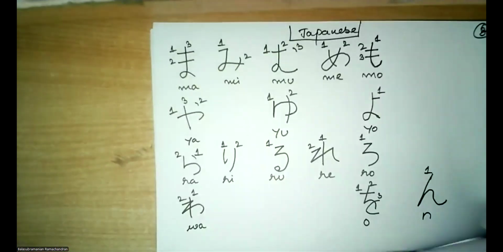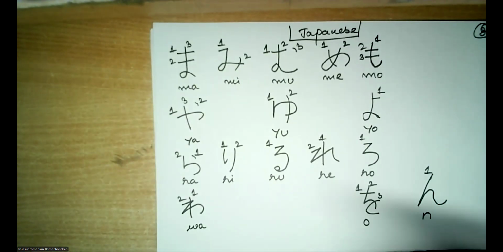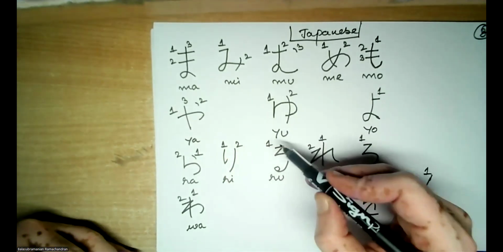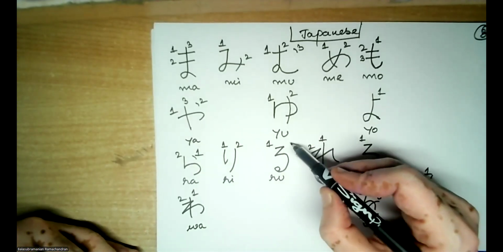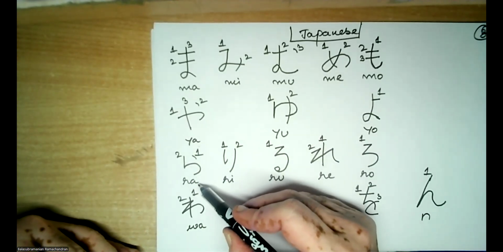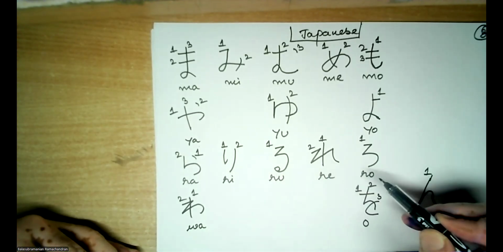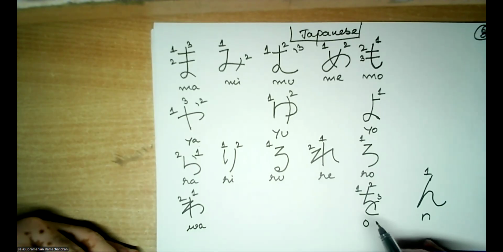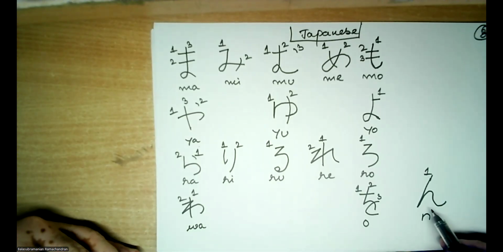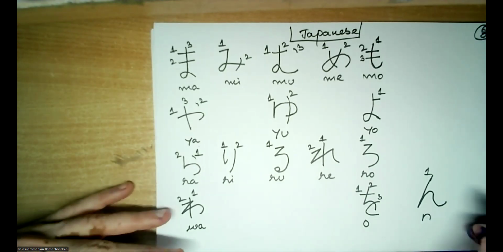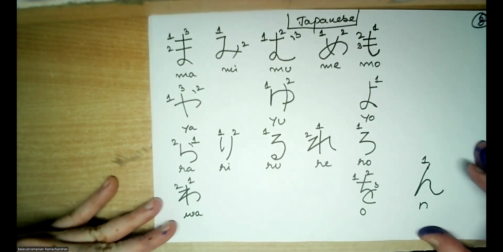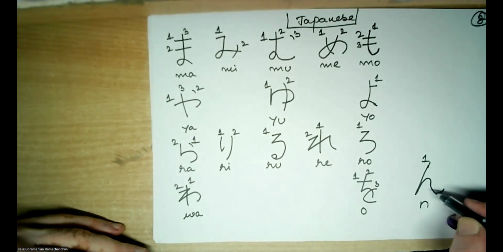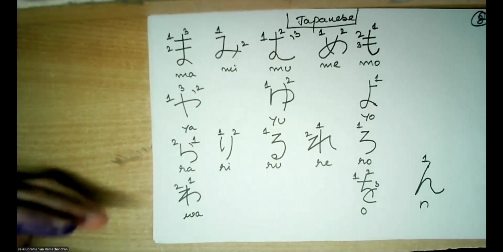And then we looked at the ma series: ma, mi, mu, me, mo. The ya series: ya, yu, yo. And the ra series: ra, ri, ru, re, ro. And finally, the wa series, which has two letters, wa and o. And then the final letter. I wanted to write N again, but this is not the perfect way it's written. There's a bit of an error here, but we'll look at that in the next video.